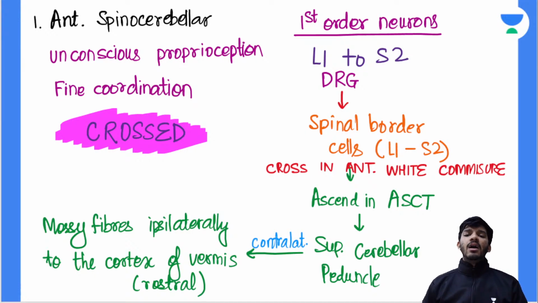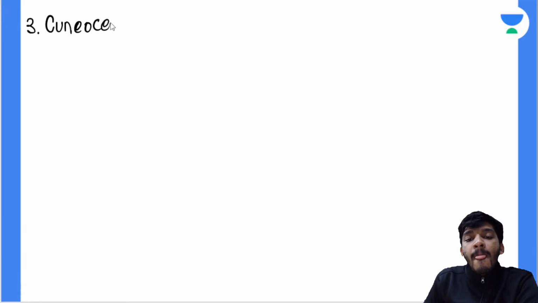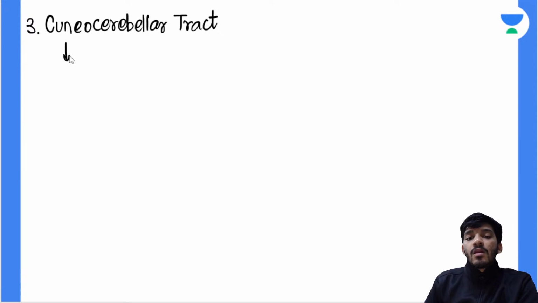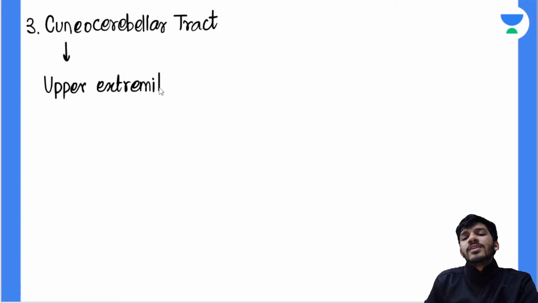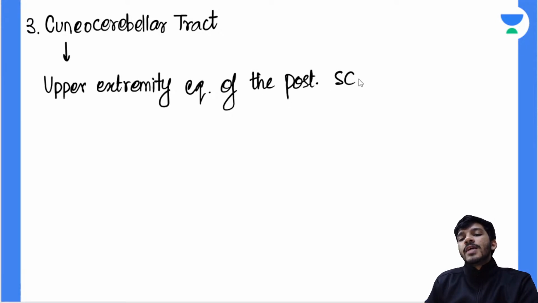Before that, let me explain the cuneo-cerebellar tract. It is basically the upper extremity equivalent of the posterior spinocerebellar tract, right? Let me just write it down for clarity. Cuneo-cerebellar tract, it is the upper extremity equivalent. The above two tracts we described so far were mainly for the lower extremity. So this is the upper extremity equivalent of the posterior spinocerebellar tract, right?